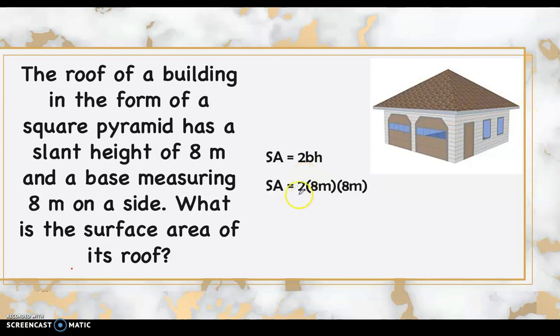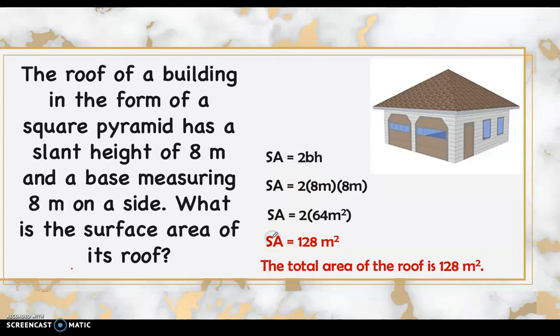So we have 2 times the base, which is 8 meters, times the height, which is 8 meters. We have 64 square meters times 2, so the surface area is 128 square meters. So what is the surface area of the roof? The total area of the roof is 128 square meters. Again, in applying word problems involving surface area, please analyze properly since there are other faces or bases that are not included.